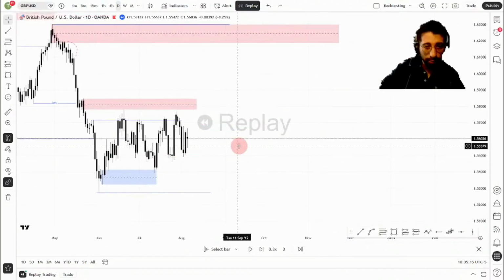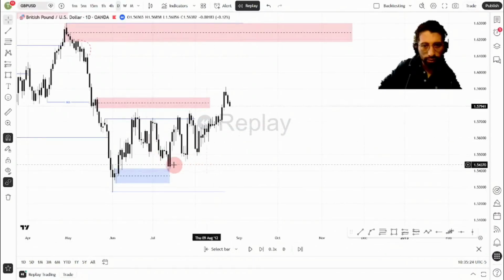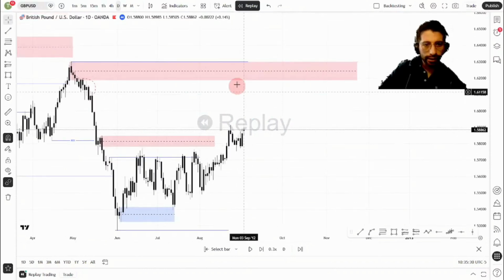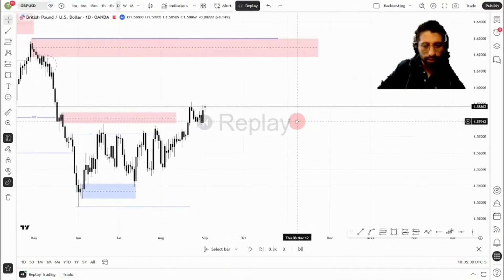Now, would this be useful? I don't know. Let's see what happens. Yeah, it was useful. So once you enter here, the price continues pushing up, right? The next level to be mitigated could be this one. I'd rather prefer to see a movement right here, right? But let's see what happens.